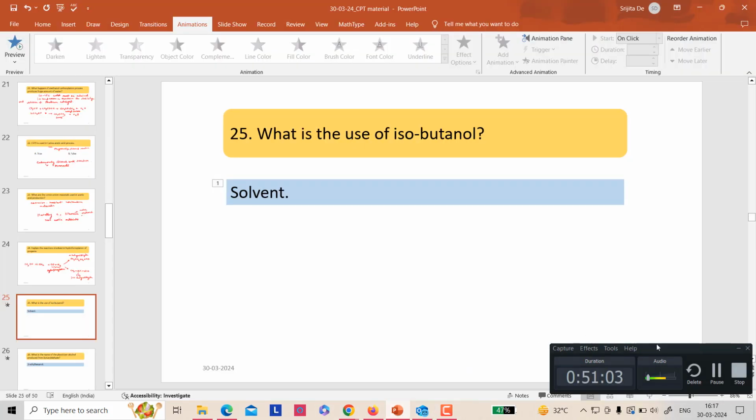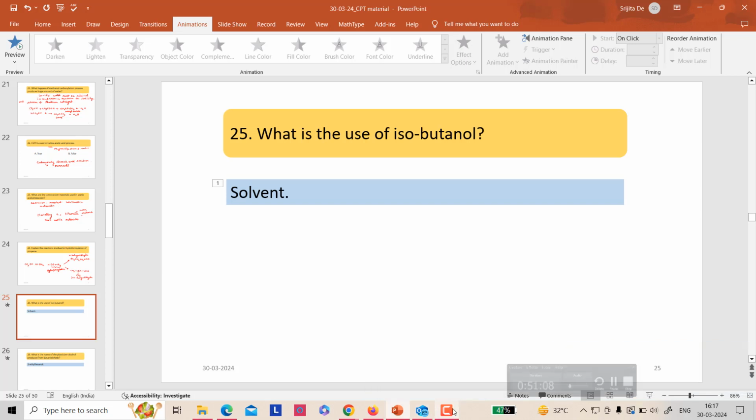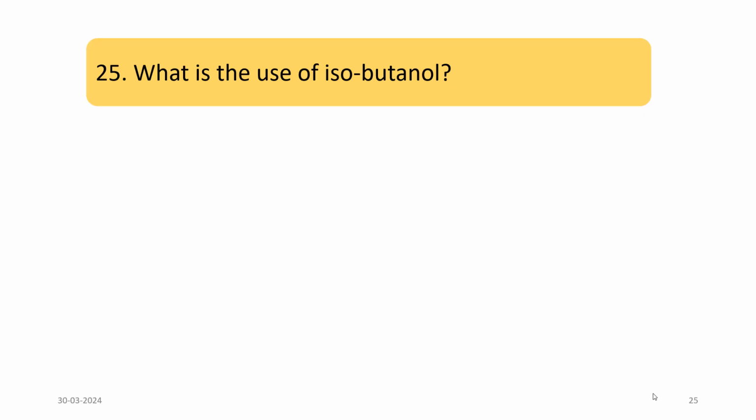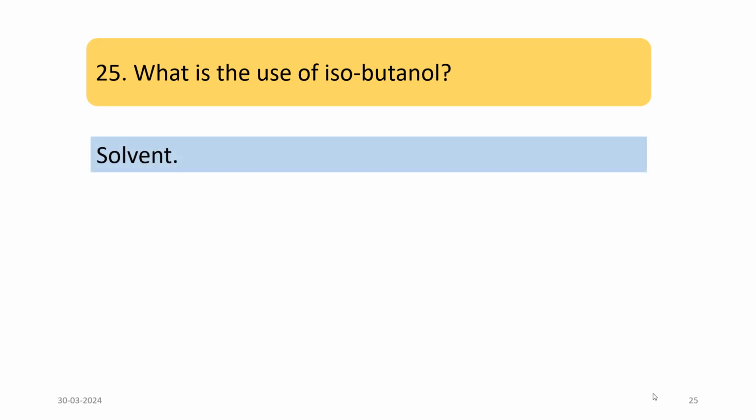Next, what is the use of isobutanol? So, isobutanol is used as solvent. Okay. Isobutanol is largely used as solvent.